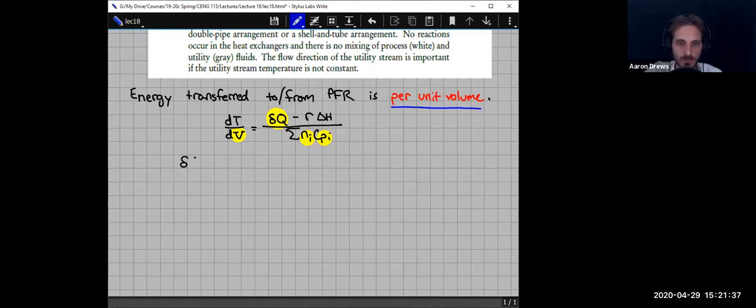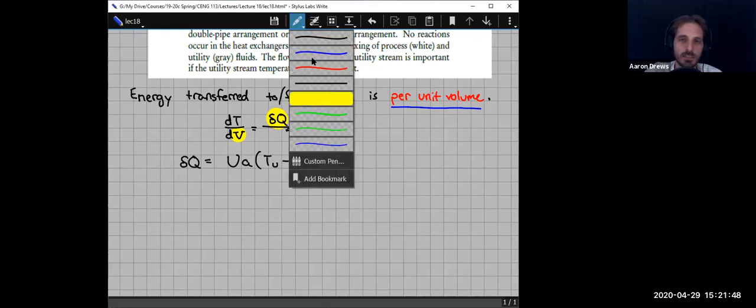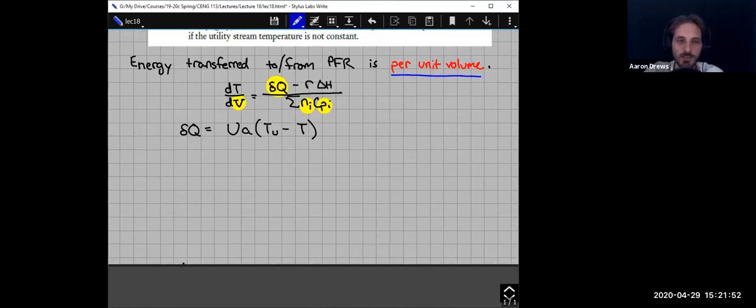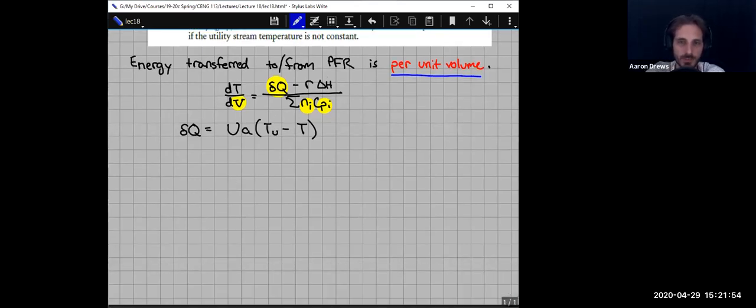So this delta Q, let's take a little closer look at it. Remember we had said it was UA times (TU minus T). I omitted the summation just because I thought it was easier. If there's one reaction, then it just looks like this, but if it's a general one, then yeah, there's the summation in there.